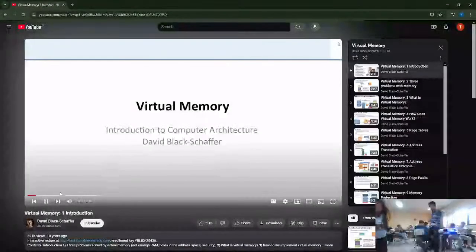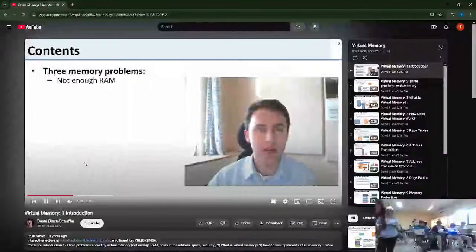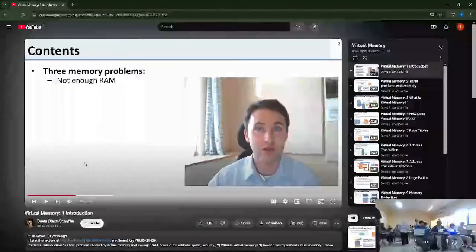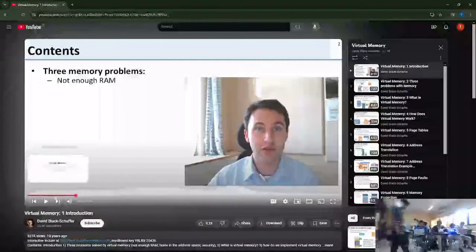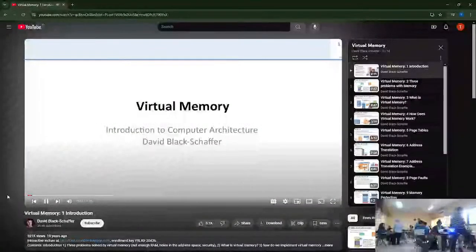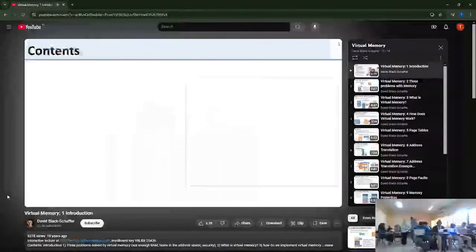So now we're going to talk about virtual memory. Virtual memory is one of the coolest parts of the computer's architecture because it really combines the idea of trying to make the software work well with what we can do in hardware.